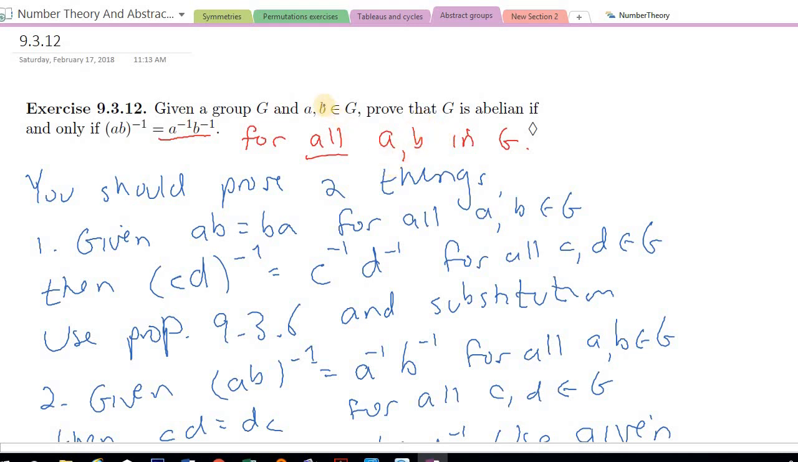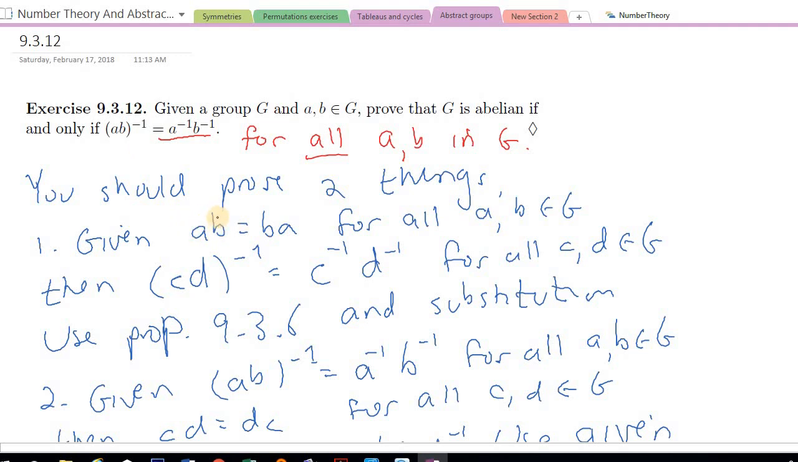In order to prove this exercise, you need to prove two things, because it's an if and only if. So you have to prove implications both ways. The first thing you'll have to prove is, given ab equals ba for all a, b in G, then (cd) inverse equals c inverse d inverse for all c, d in G. Now, why did I use different letters c and d? Because you want this commutative property to hold for all a and b. When you do the proof, you're trying to show this other property, and the a and b here may not be the same as the a and b in your commutative property.